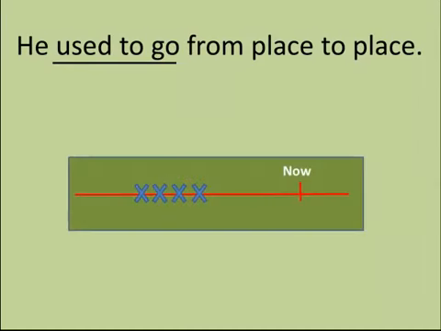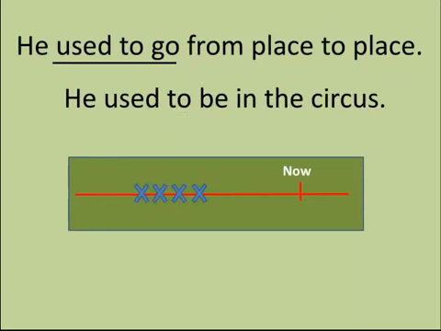It doesn't happen now. So the sort of concept check questions you might ask for this are, did he go many times from place to place? Yes. Does he do it now? No. And you can draw this timeline to clarify for them.